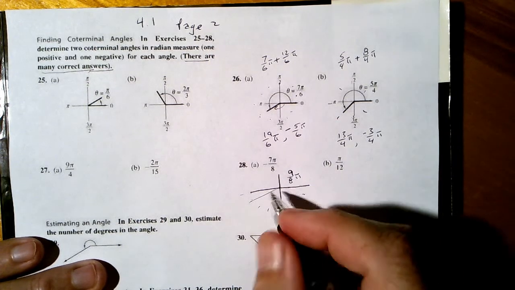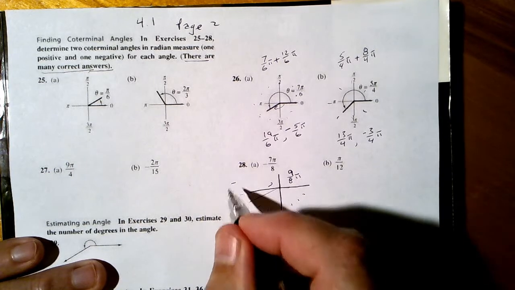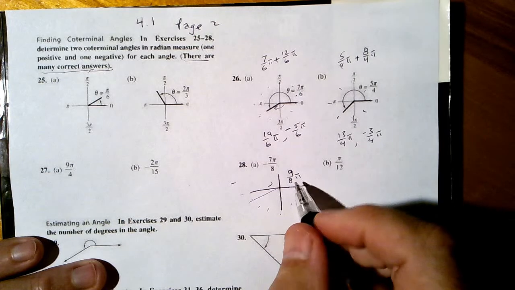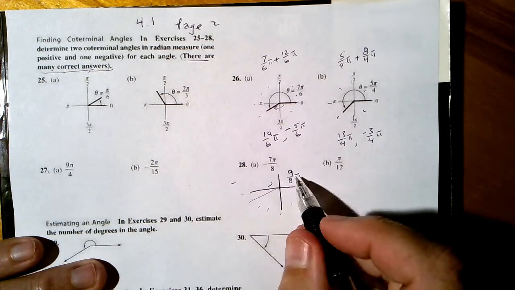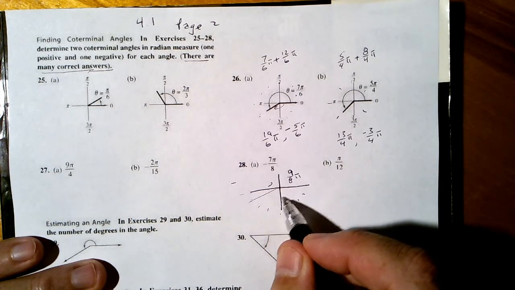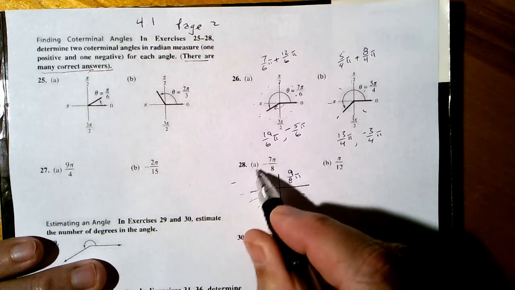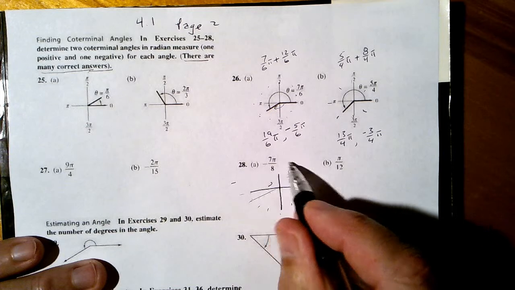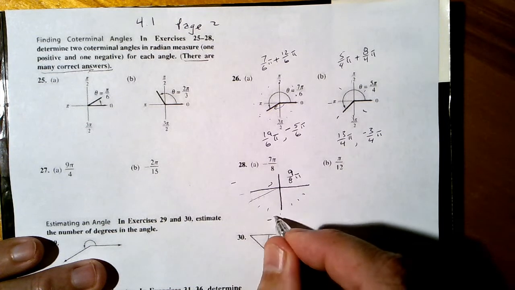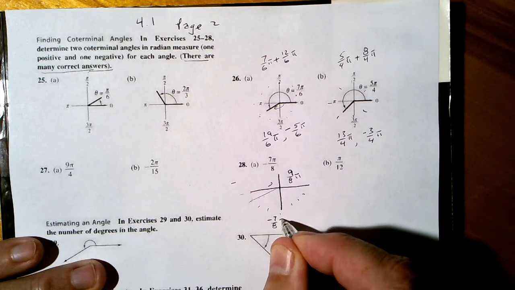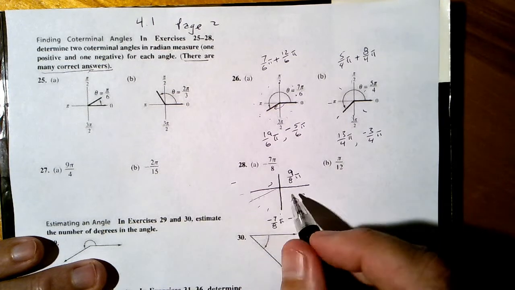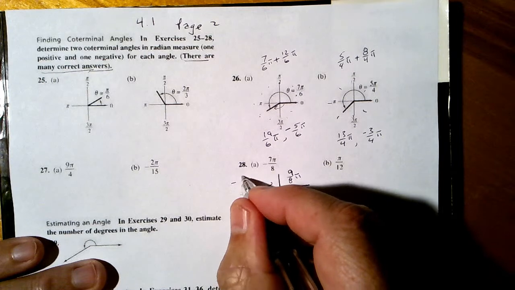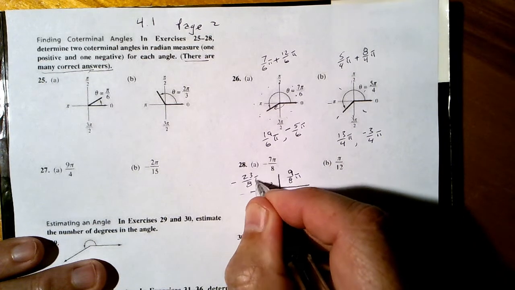I need a negative solution as well. So I could go, let's see, I made that awfully big. I could go negative 7/8 pi and negative 2 pi. So that would be negative 7/8 pi and negative 16/8 pi for negative 23/8 pi.